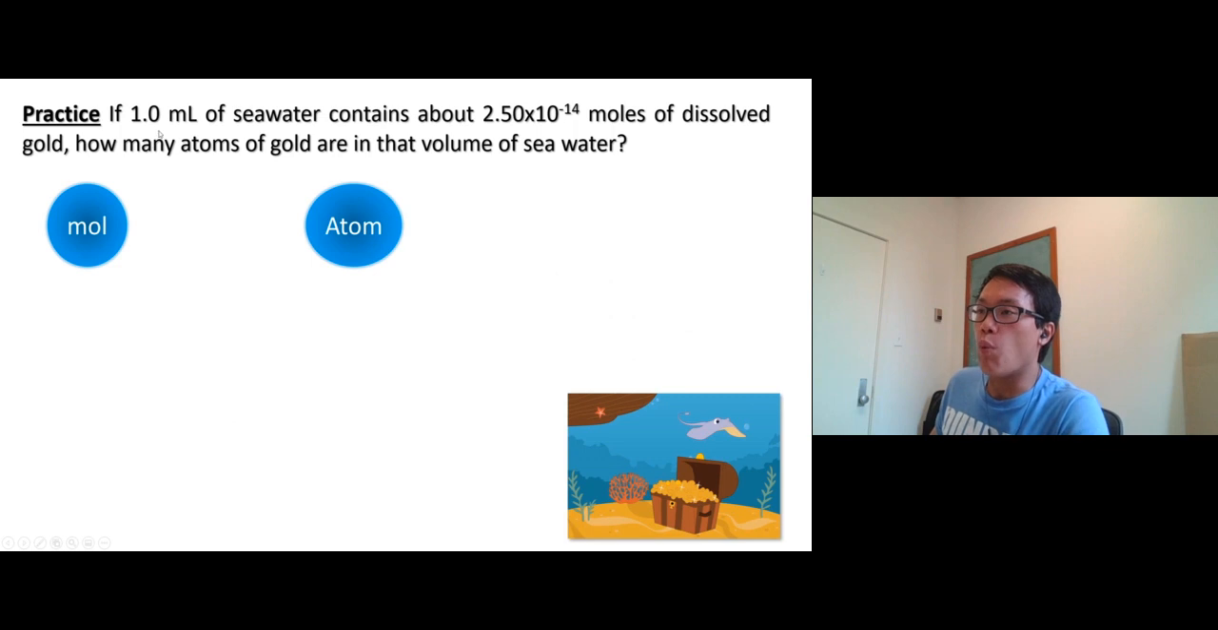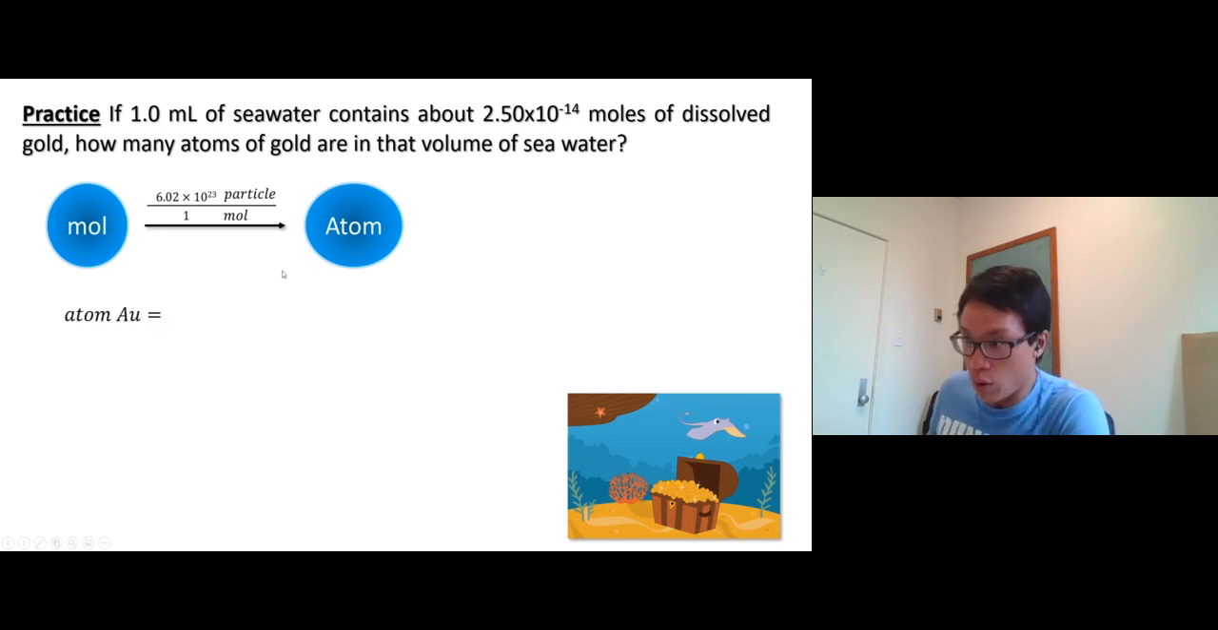Okay. So if 1 milliliter of seawater contains that many moles of dissolved gold, so we have moles of gold. How many atoms of gold are in that volume of seawater? All right. So we have moles, we have to go to atoms. So we're going to multiply by the term that has moles at the bottom, so it cancels out, and then put particle at the top. All right. So we want to know the atoms of gold.